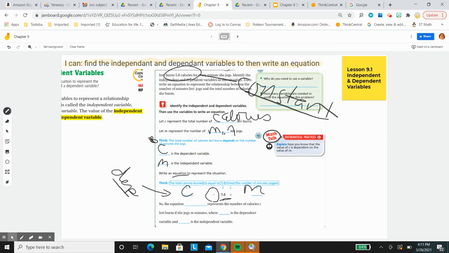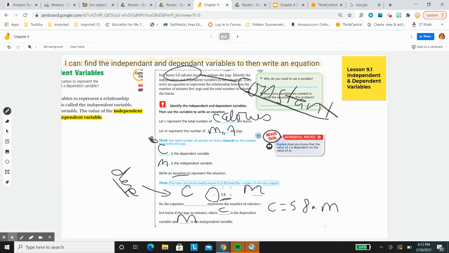Okay, so the equation, it's not enough room for me to write this. I'm going to write it over here. The equation c is equal to 5.8 times m represents the number of calories Jerry burns if she jogs m minutes, where c is the dependent variable and m is the independent variable.